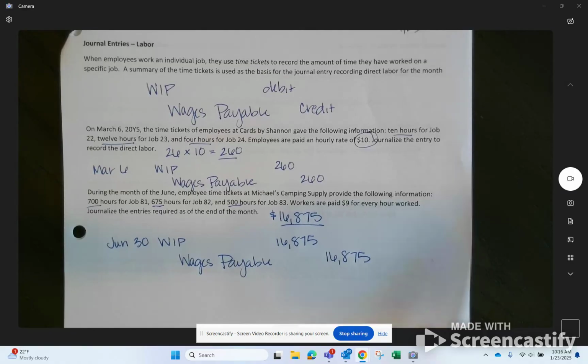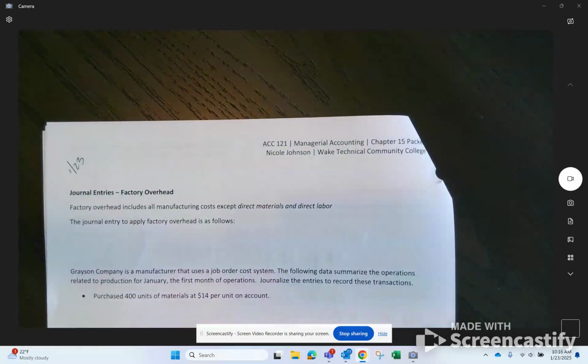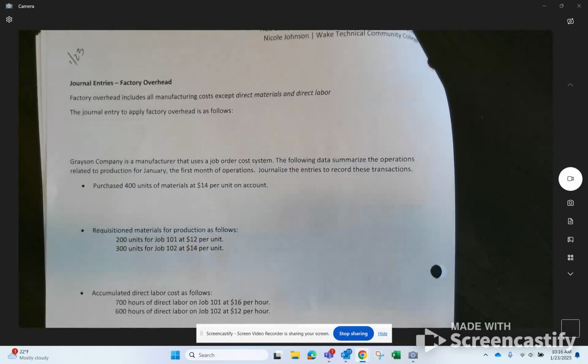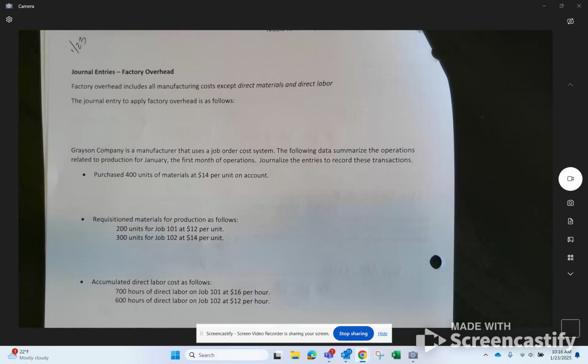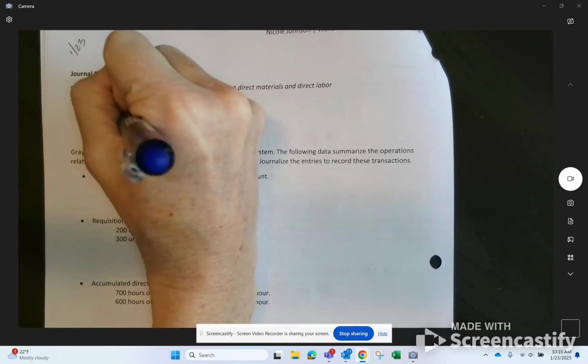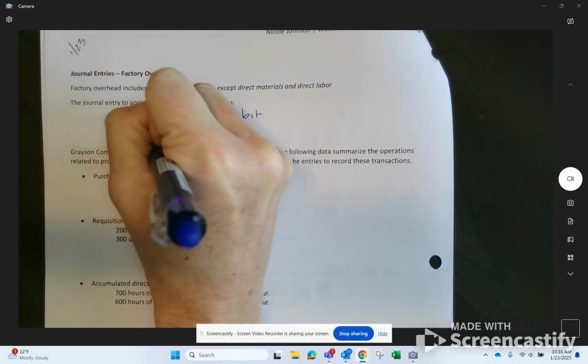Next up, we're going to look at factory overhead. We've got some journal entries related to this. Factory overhead, remember, is all manufacturing costs except for the direct materials and the direct labor. So this is all that indirect stuff, everything else, okay? The journal entry to apply factory overhead is going to be a debit to work in process and a credit to factory overhead.